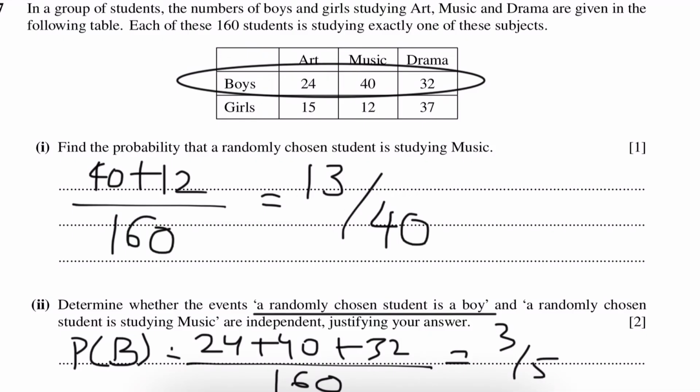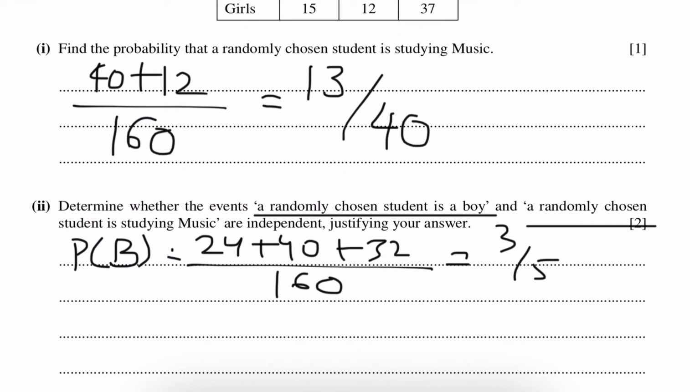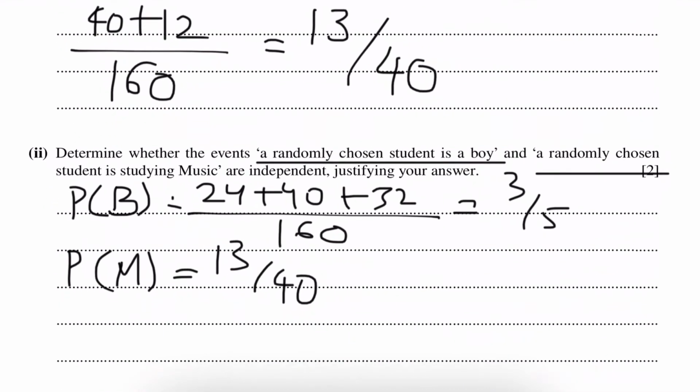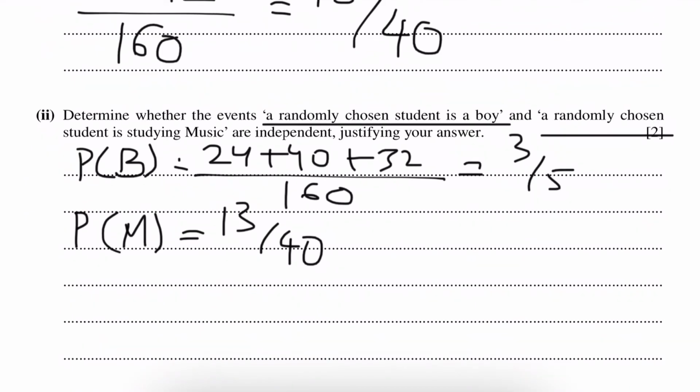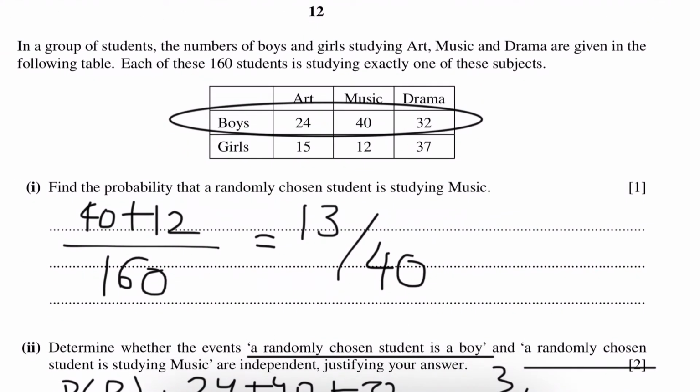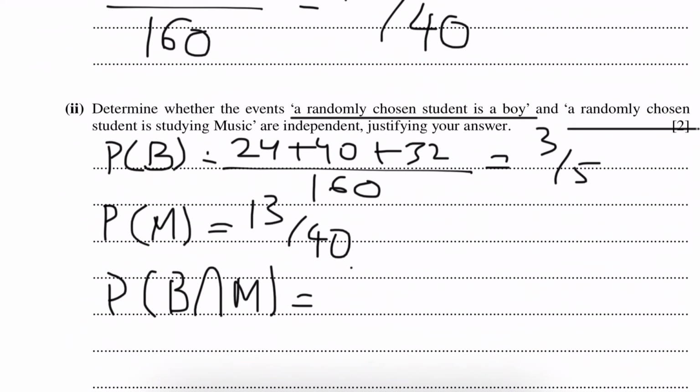For a randomly chosen student is studying music, you got that value earlier, which is 13/40. And what you have to find last is that it's a boy and that boy is studying music. So if you look at the table, for boy and music, it's 40 over 160, so 1/4.